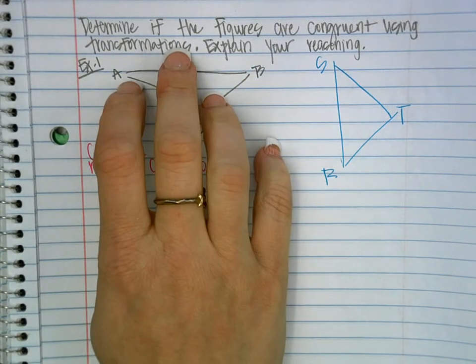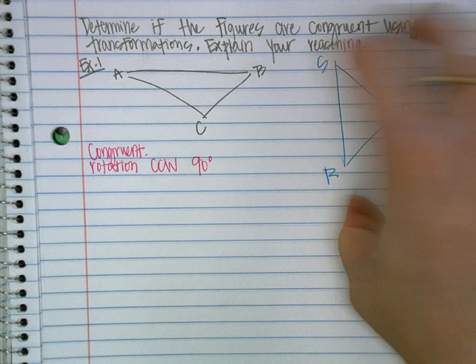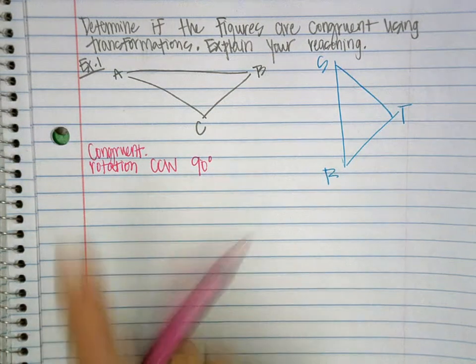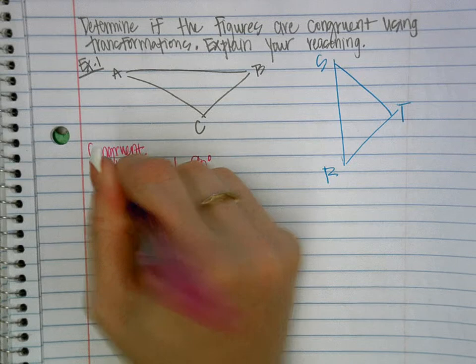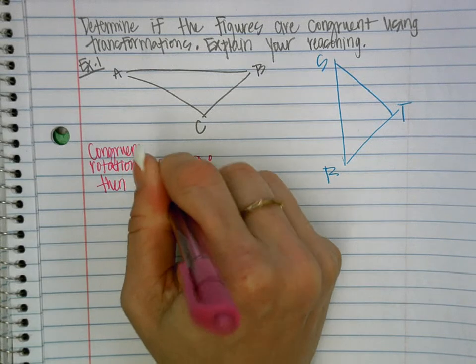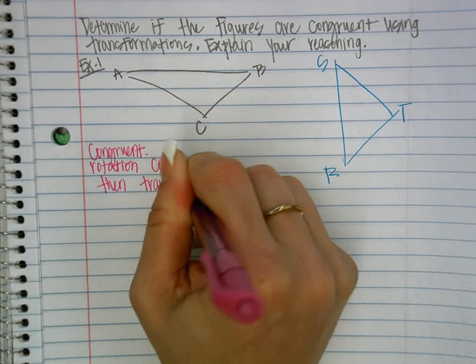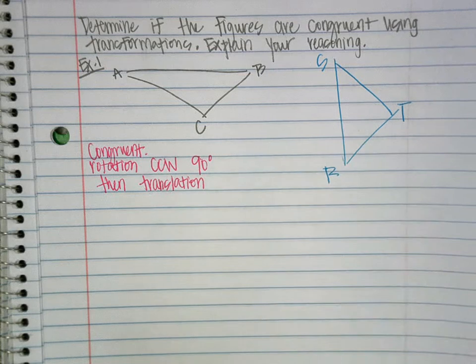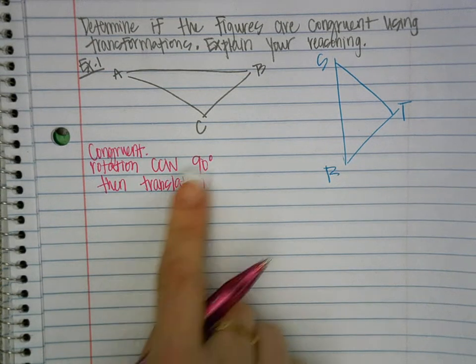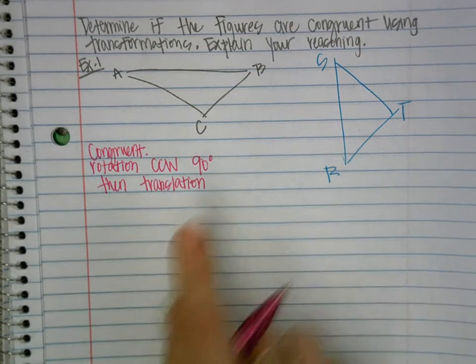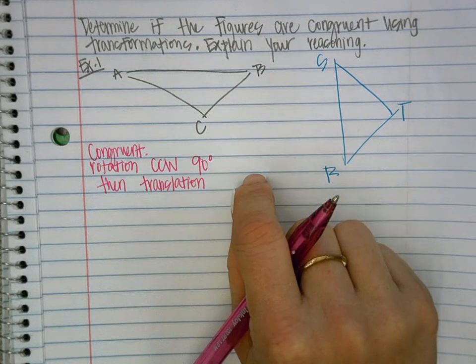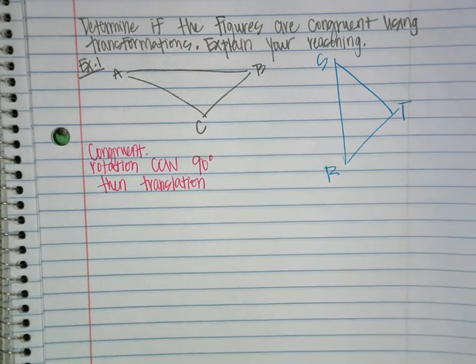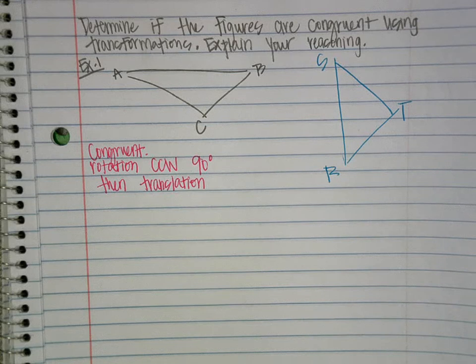Then what would you have to do? Slide it over, okay? So rotation, counterclockwise 90 degrees, then translation. So translation is just when you slide something. Okay? So yes, are these congruent? Yes. And you could prove its congruence by rotation 90 degrees counterclockwise, so that's to the left, one turn, then translation. Questions on how I did that?